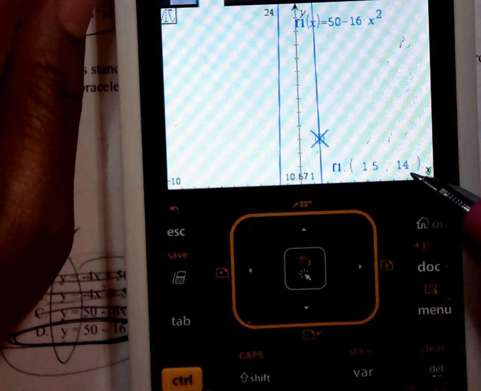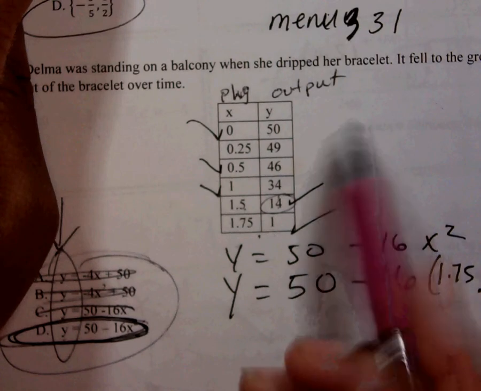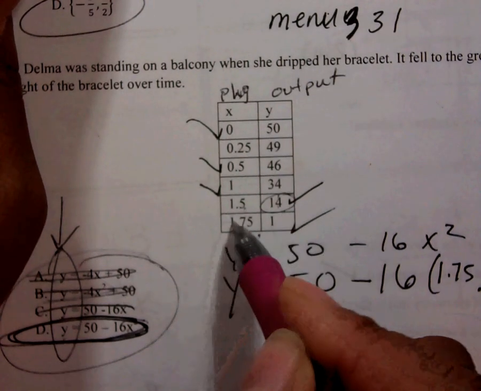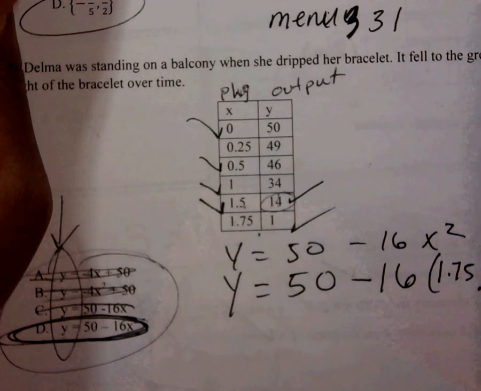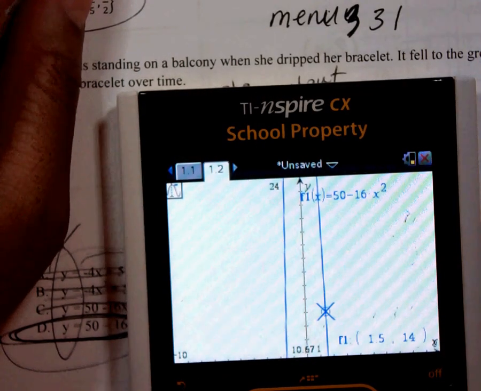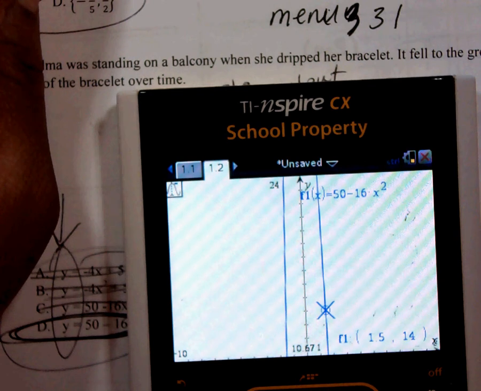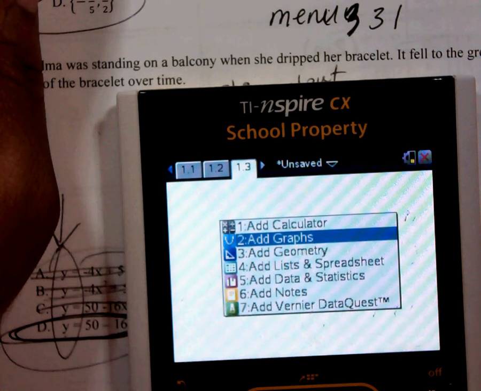I'm looking for 14. Did 1.5 give me 14? Yes, it did. So it looks like I typed in the wrong equation, didn't I? Because I typed in the correct answer, which was D. So let's fix that and show you C.